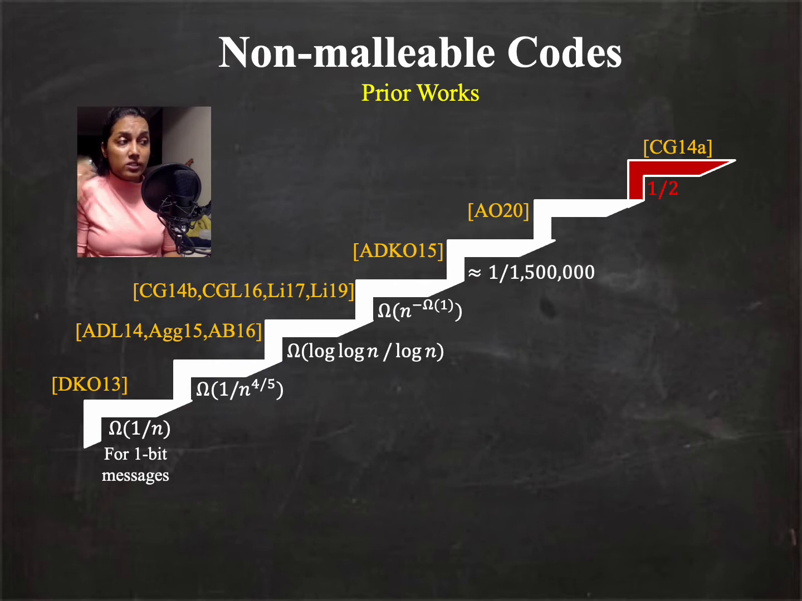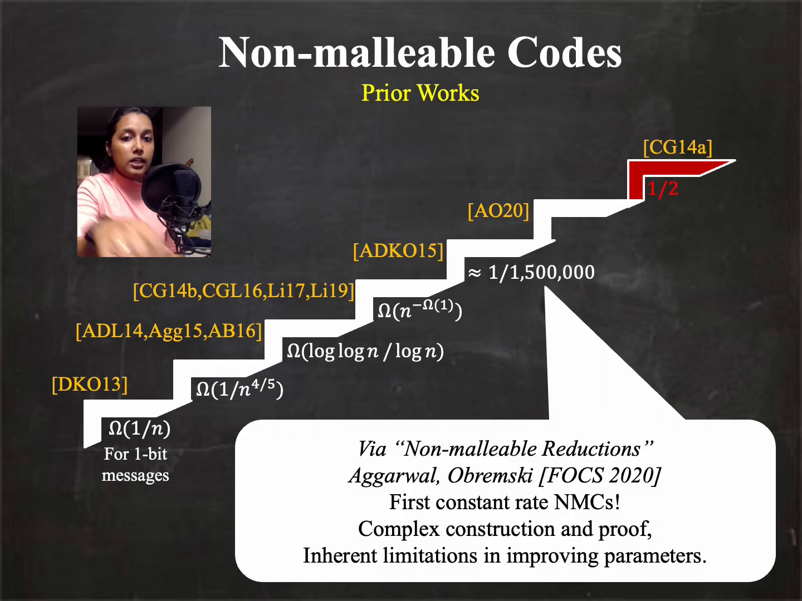Indeed, this is the technique that led to the first explicit constant rate scheme. This was due to Aggarwal and Obremski at FOCS 2020. And like I said, using these non-malleable reductions, they get the first constant rate code. And the constant here is 1 over 1.5 million, which is huge. Particularly, this construction turns out to be quite complex, and the proof techniques are also quite complex.